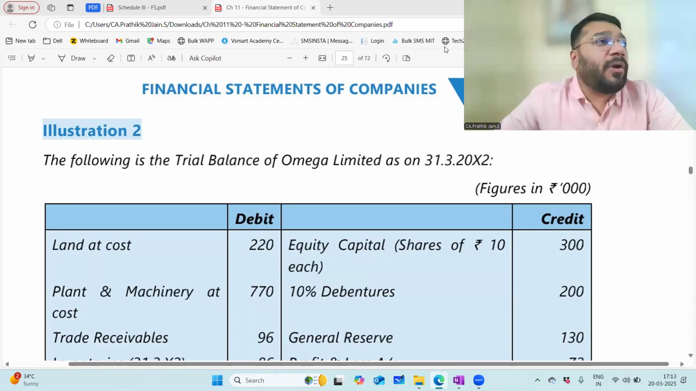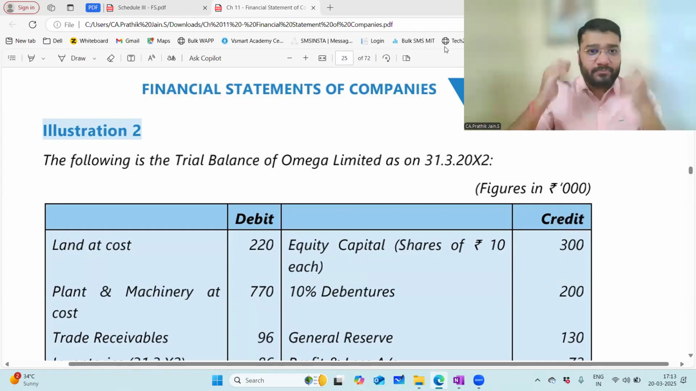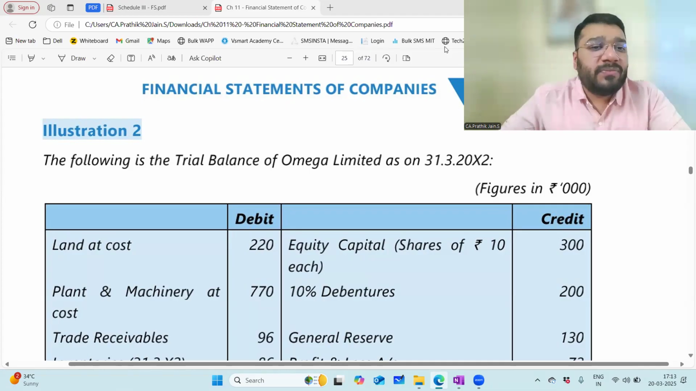So, guys, we're doing this chapter called preparation of the financial statement for a company. In the last class, we discussed illustration 8 and illustration 10. From there, I'm moving on to illustration number 2. It says that the following is the trial balance of Omega Limited as on 31st March 2022.